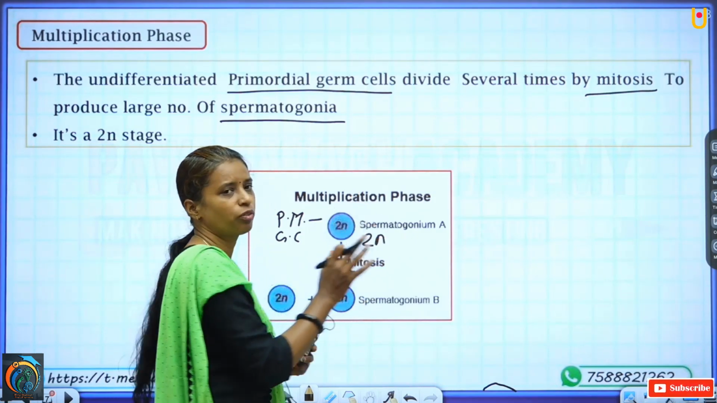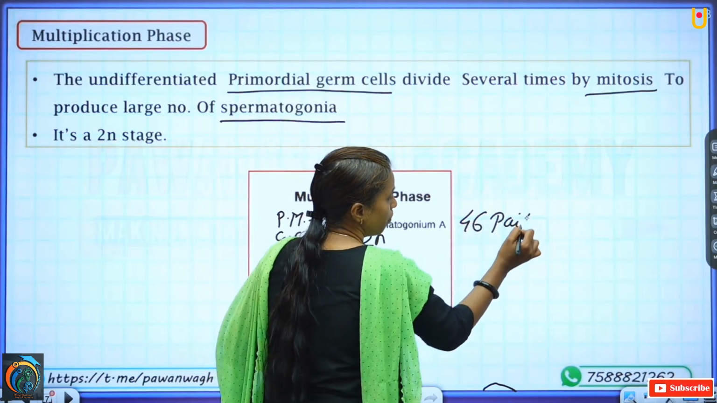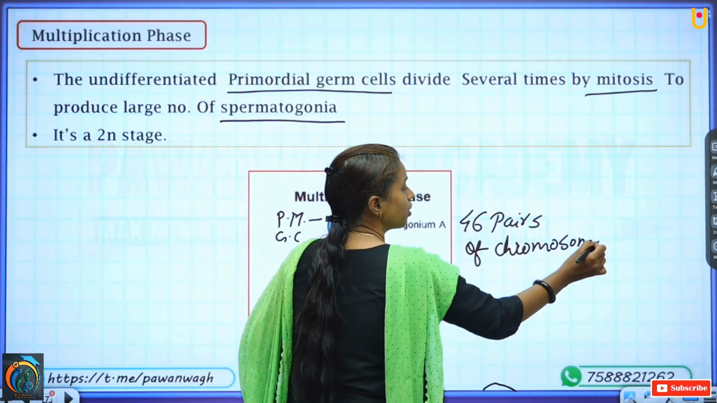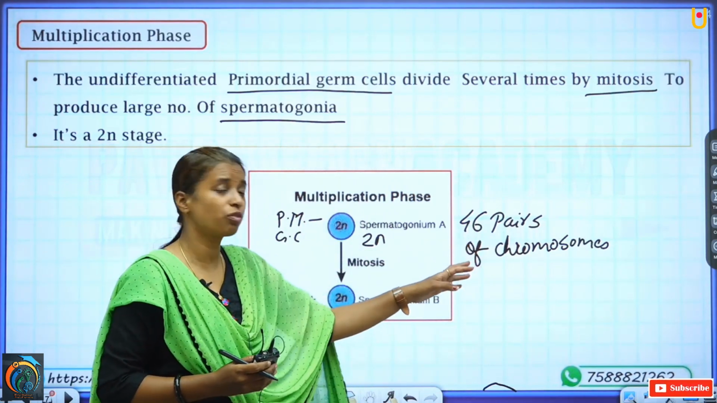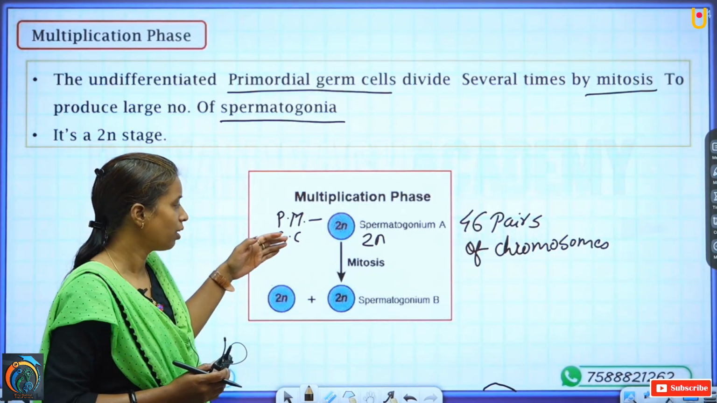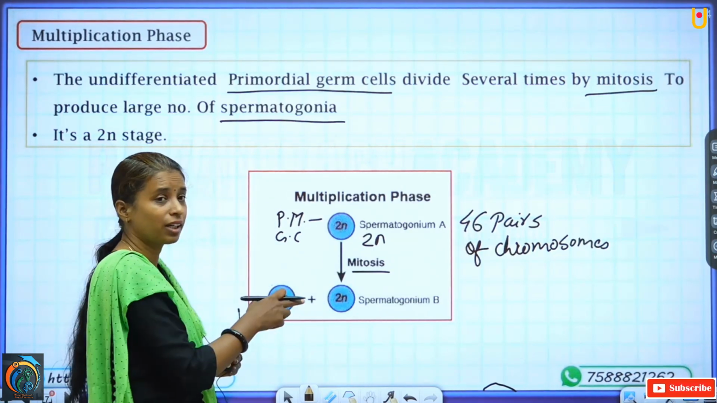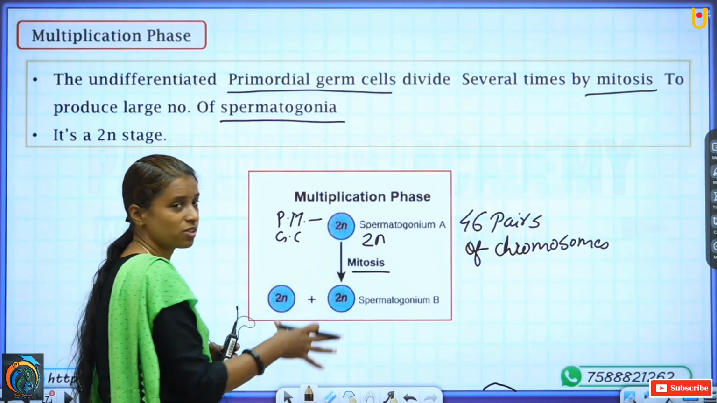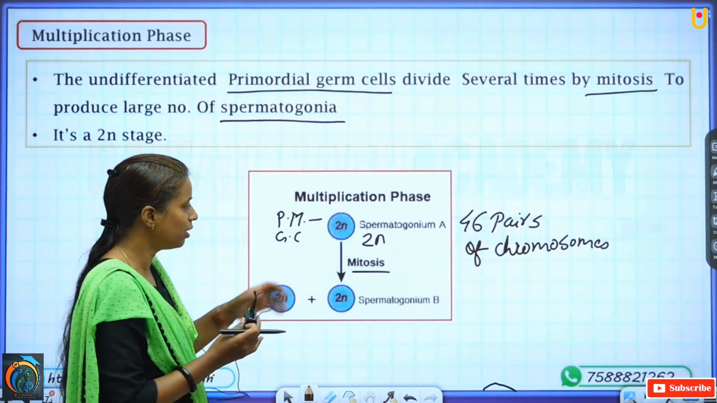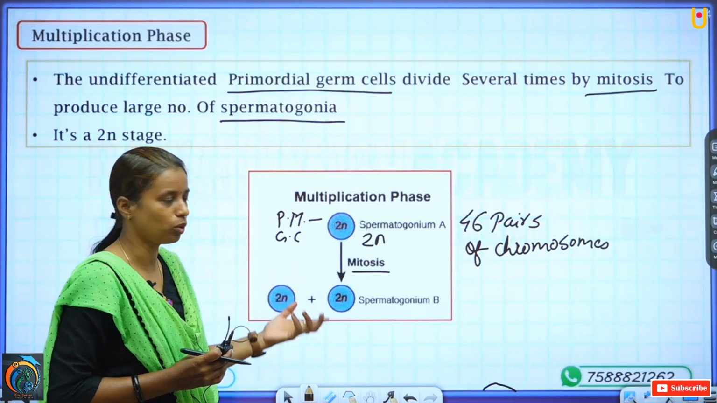They have two sets of chromosomes here. That means they have 46 chromosomes present. These primordial germ cells undergo division by mitosis and get multiplied. From one primordial germ cell, two cells are forming, but their genetic material is not getting divided. They are just multiplying, and they have a 2n condition, and after multiplication also they show the 2n condition only.